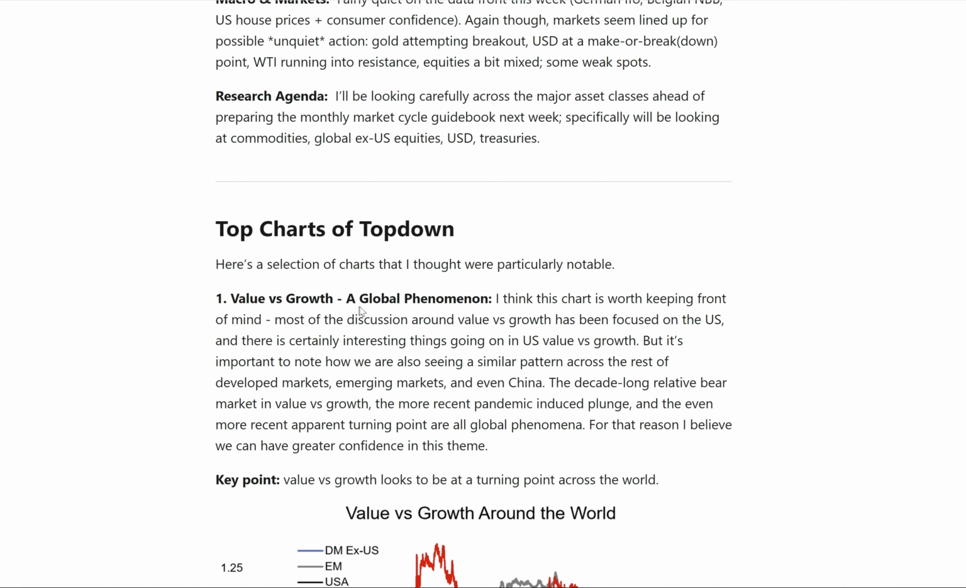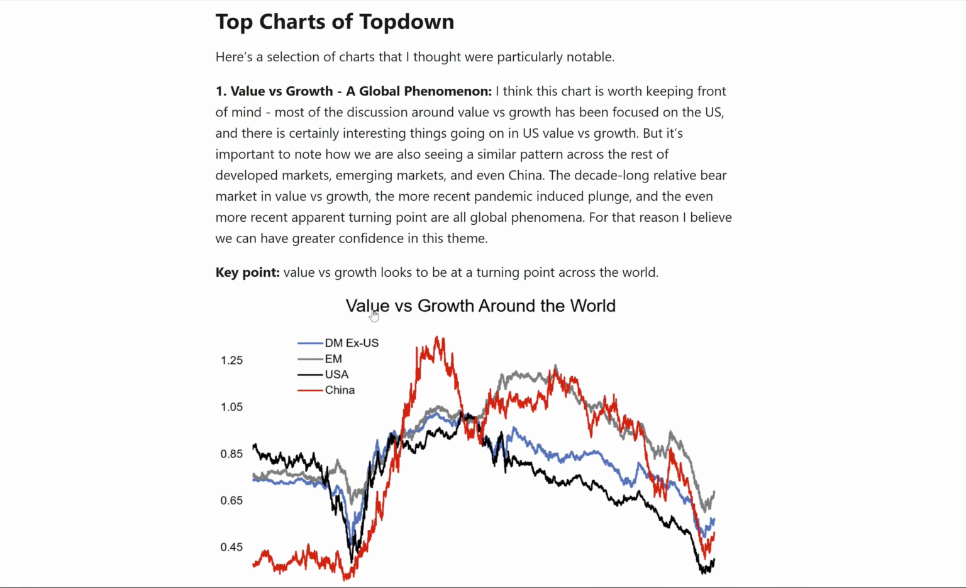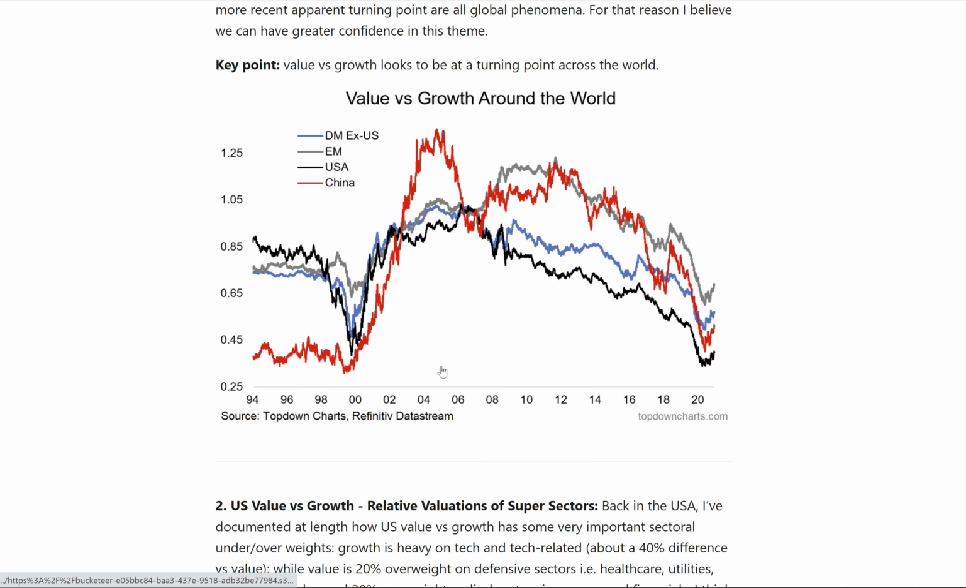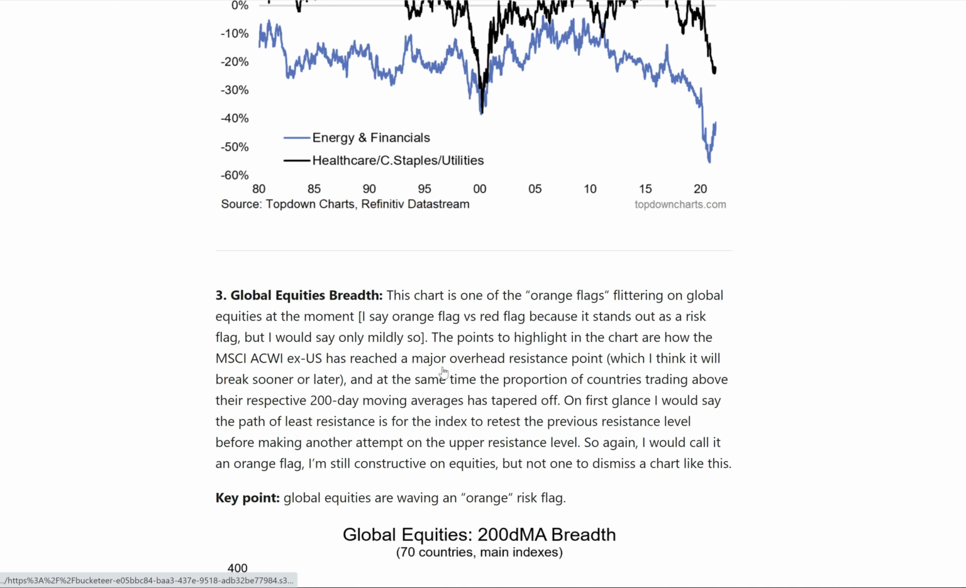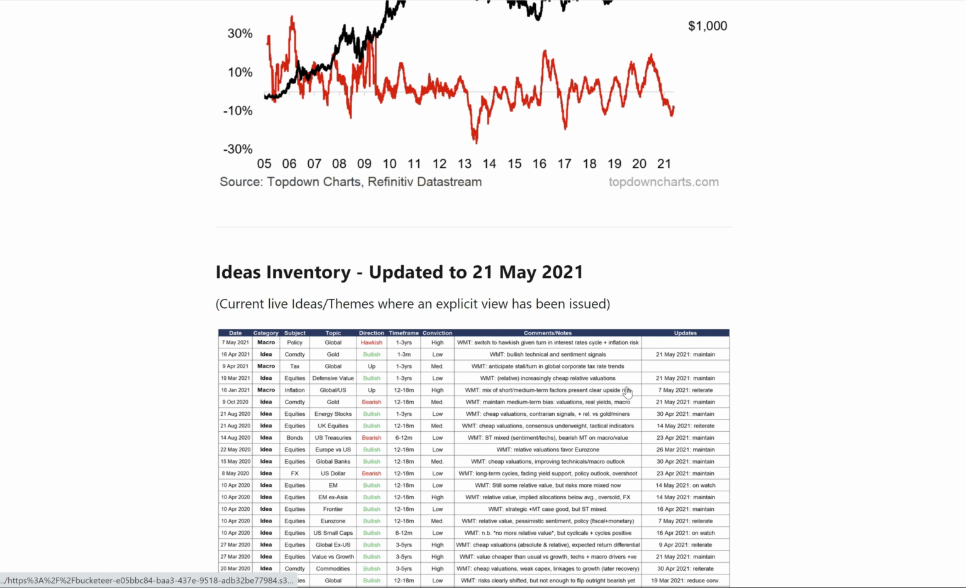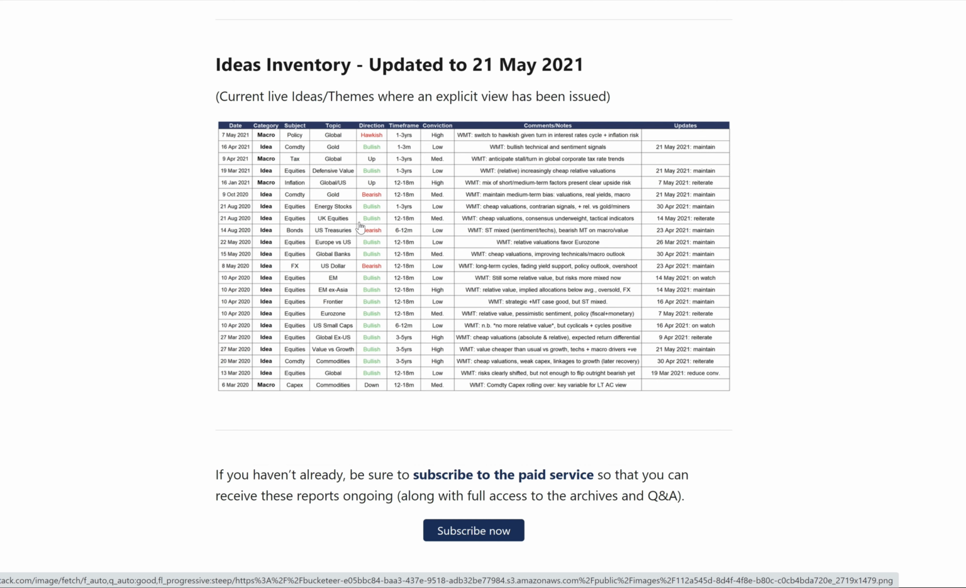And then, of course, we have a selection of charts with a bit of context, commentary, and the key "so what" behind the chart. We can see some very interesting charts and topics this week. And then at the end of it is this ideas inventory, which is basically just keeping track of all the different ideas that I'm running at any certain point.